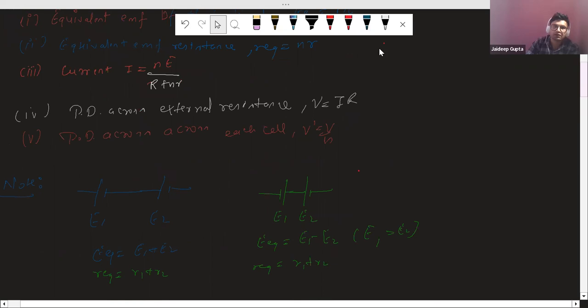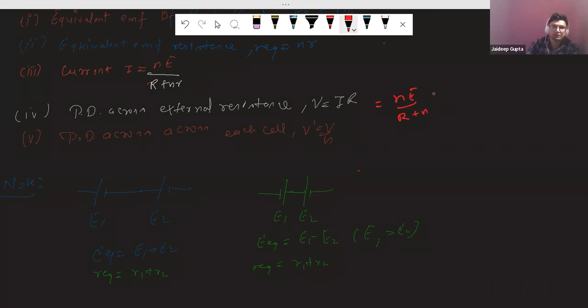This equals nE over R plus nr, times R. Now the potential difference across each cell, V dash, equals V over n.